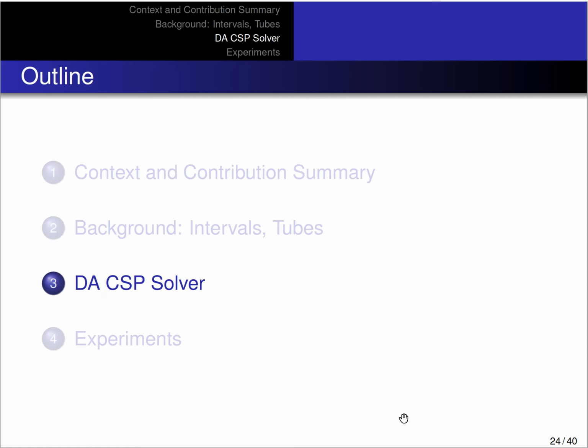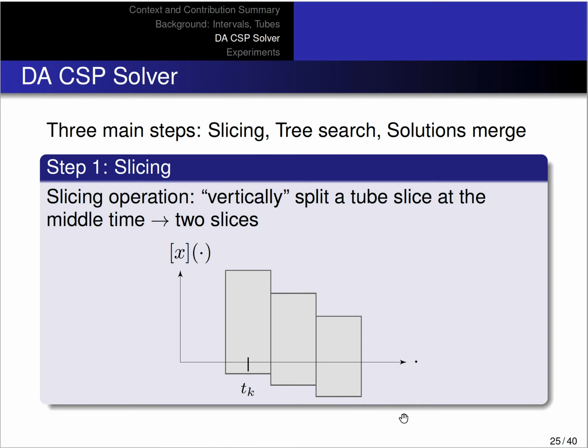In this part, we are going to present our DA-CSP solver. This solver works in three phases: first, slicing; second, the backtracking step; and third, solutions merge. Let's first define what a slicing operation is. It consists in splitting a slice at the middle time, take key here, which creates an additional slice in the tubes.